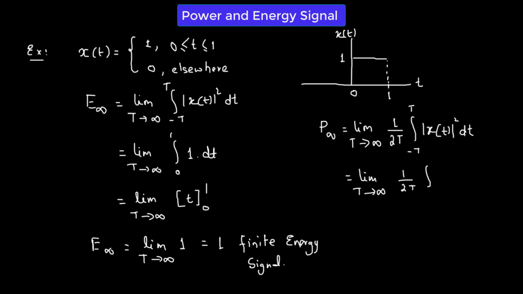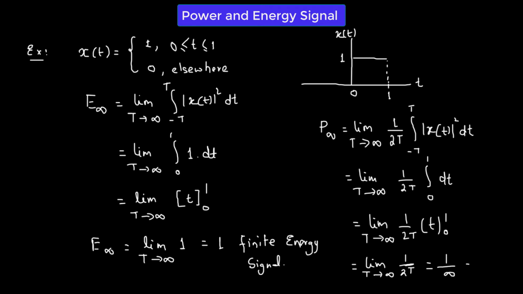The function exists only between 0 and 1, and elsewhere it's 0, so we have the integral of 1 squared times dt. So that gives us the limit as t goes to infinity of 1 over 2t times t, with the limits going from 0 to 1. That simply gives us the limit of 1 over 2t times 1, which is simply 1 over 2t. And when we apply the limit, we have 1 over infinity, which gives us 0.